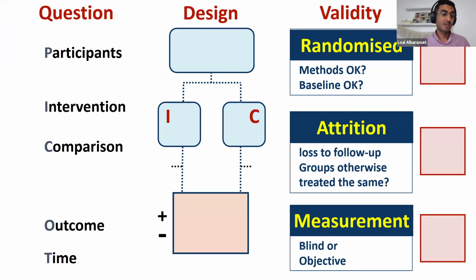The parents, for example, could be blind because the outcome here, the parents recorded the outcome each day for 3 days. So the parents could be blinded here. If they were blinded, that will be great because they will record the outcome.